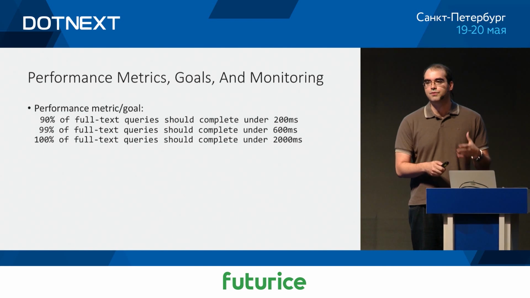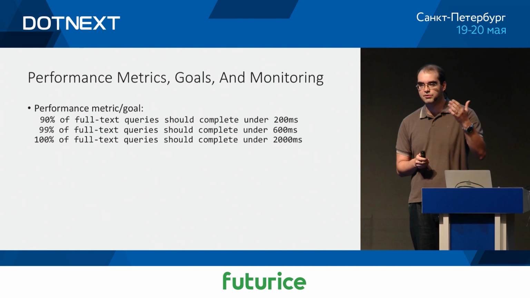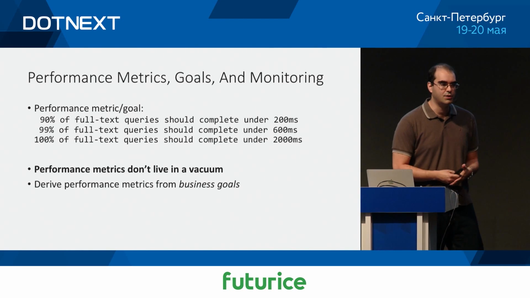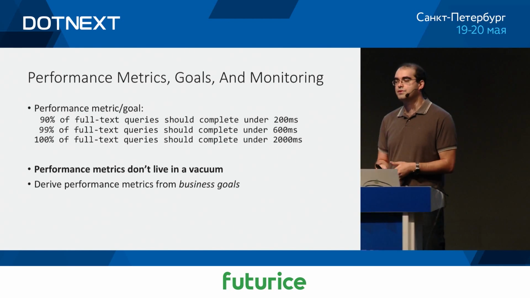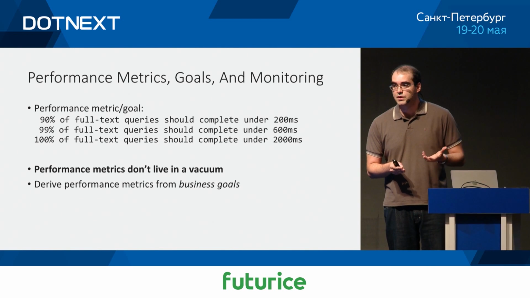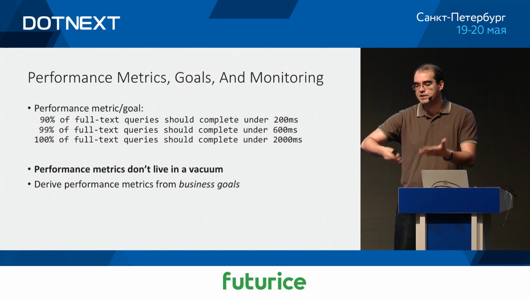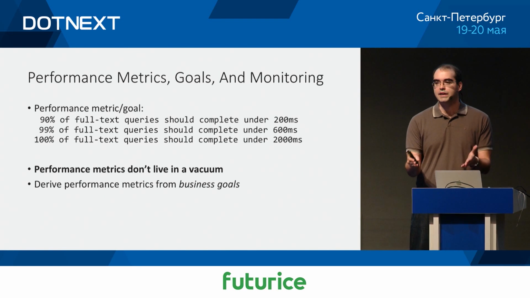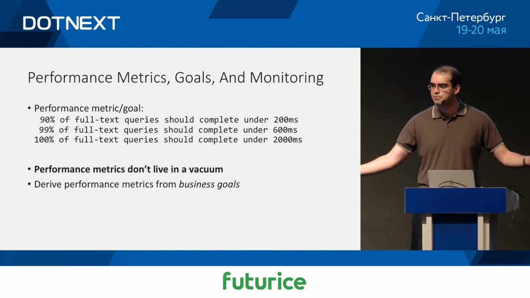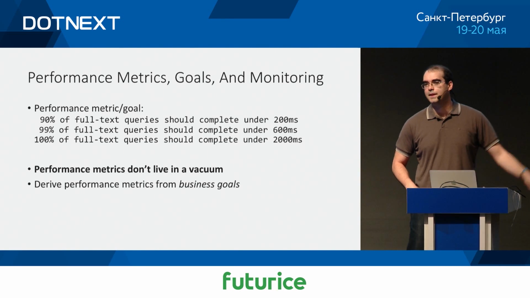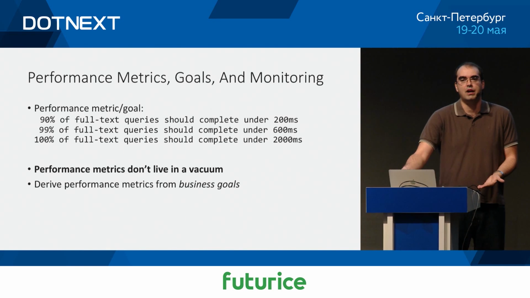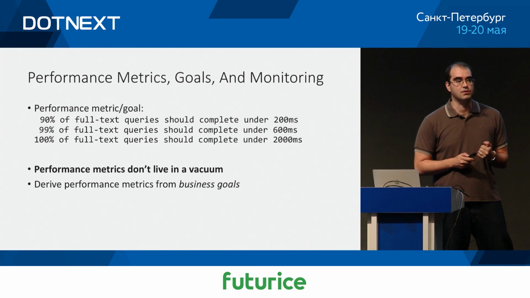Now, these numbers, of course, they don't appear out of a chat room conversation. They appear out of business goals. You know what your users need. You know what your users expect. You know what your users will not be able to live with. So if your hospital app takes 15 seconds to move from one screen to another, the doctor is going to give up and go drink coffee, and that's going to be very bad for productivity. So you should derive these things from your business goals.